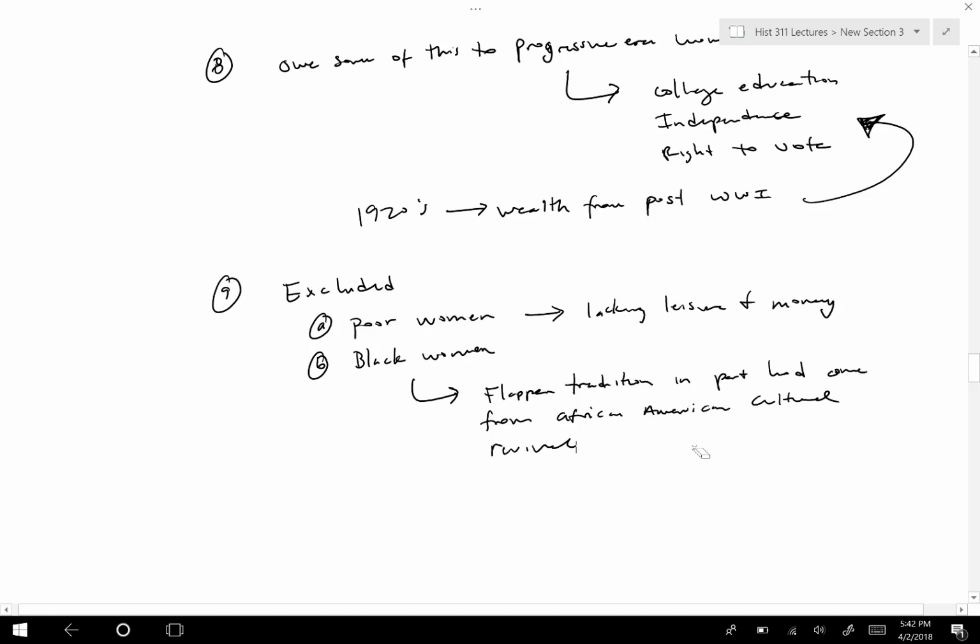So what happened is that black women were largely excluded from the popular mass culture flapper. But there had been some flapper tradition that had been happening in Harlem and some other places prior to the flappers then taking over the white working class women. So they definitely borrowed from that, from jazz as well. Jazz culture.